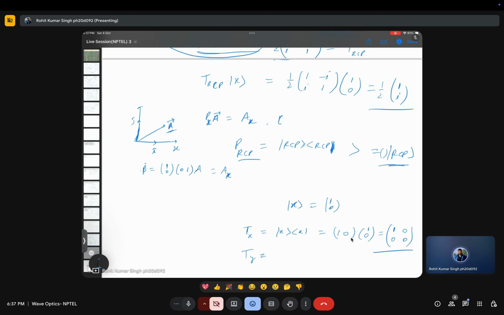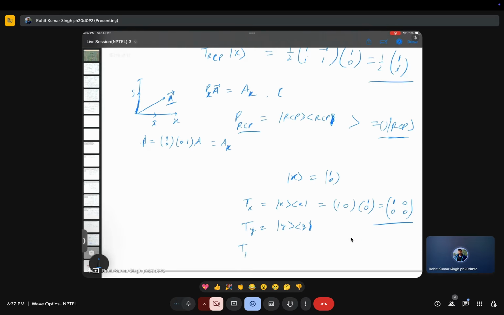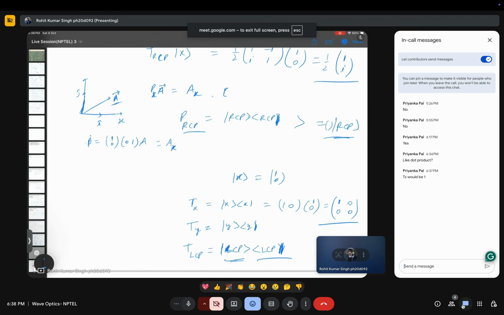Similarly, you can calculate the Jones matrix for polarization in the y direction like this, right? Similarly, you can calculate the Jones matrix for left circularly polarized light, which will be LCP. You know the matrix of, I mean the vector for this LCP. Tx would be 1. Yeah, it's 1 here, right?